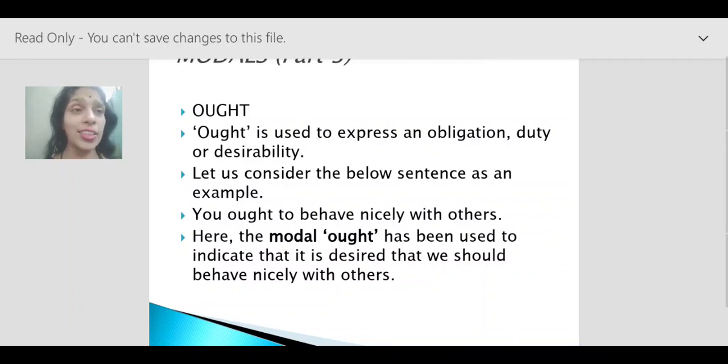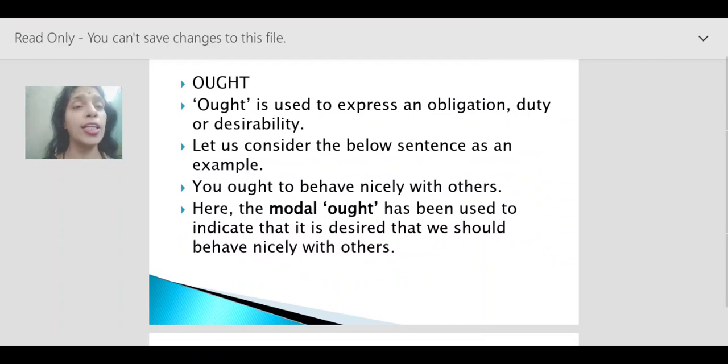Ought. Ought is used to express an obligation, duty, or desirability. Let us consider the below sentence as an example. You ought to behave nicely with others. Here, the modal ought has been used to indicate that it's desired that we should behave nicely with others.